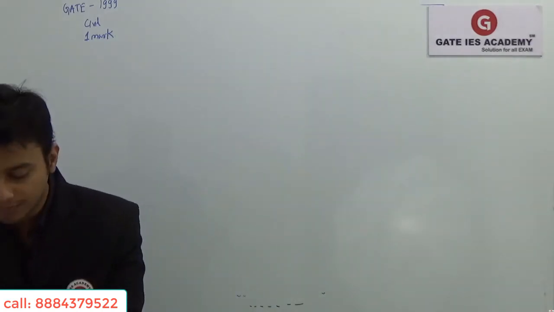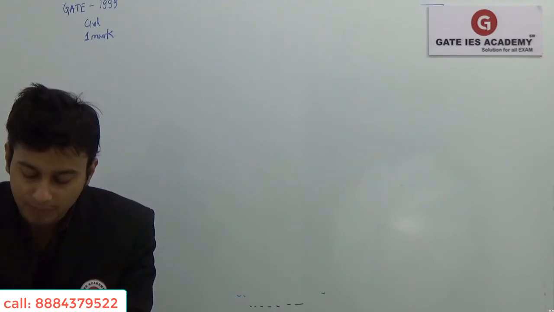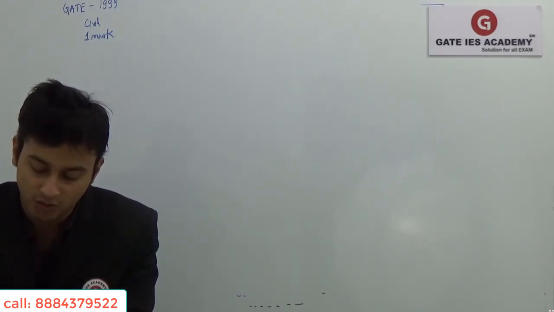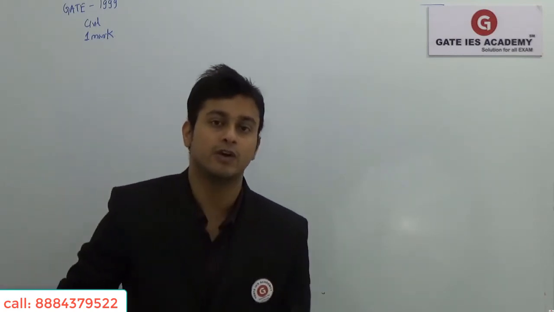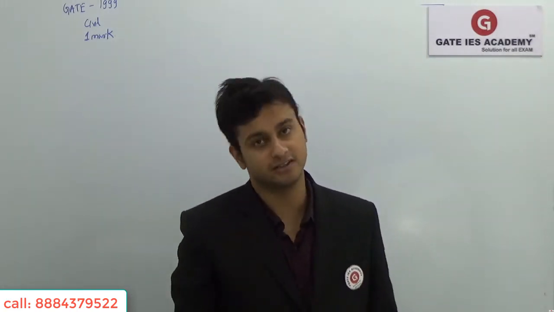Okay, next problem is from GATE 1999. Problem says the principle involved in the relationship between submerged unit weight and saturated unit weight of a soil is based on option A, equilibrium of floating bodies, option B, Archimedes principle, option C, Stokes law, option D, Darcy's law. So you very well know that the principle of submerged unit weight is nothing but Archimedes principle.